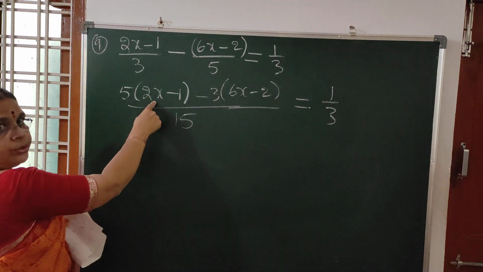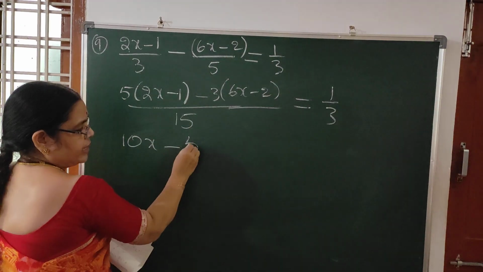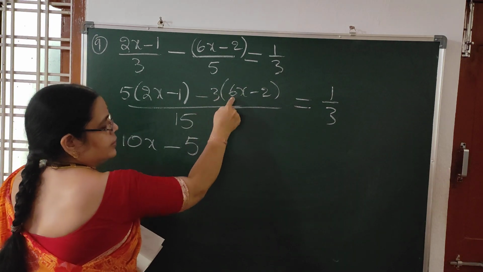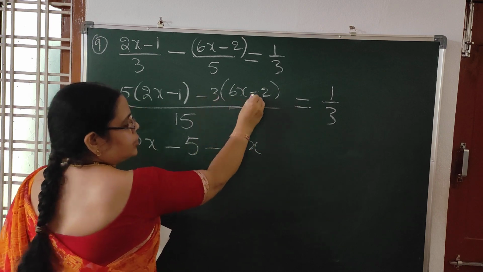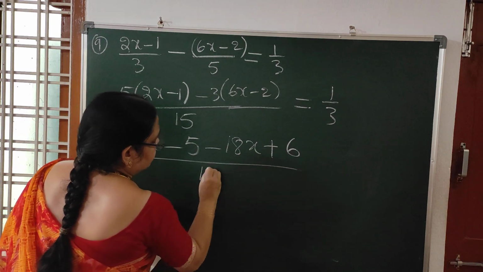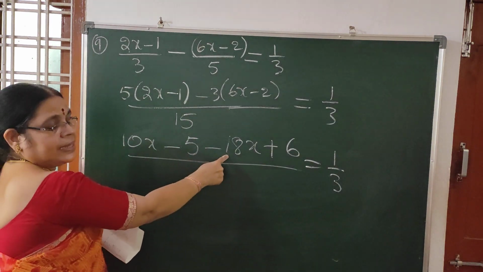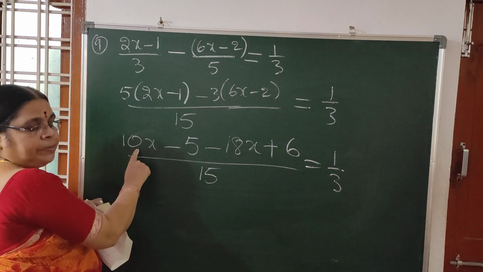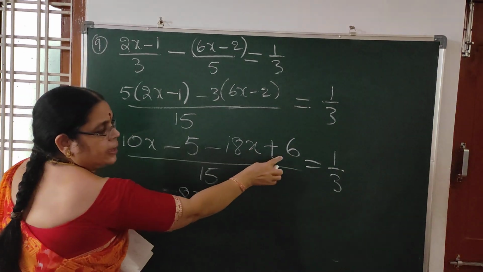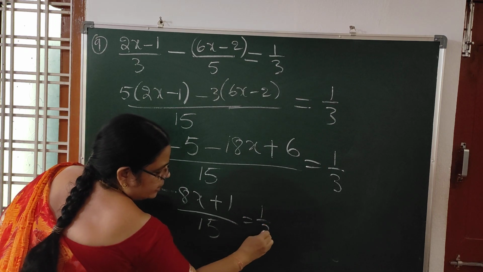Now multiply this. How to do? 5 into 2x, 5 2s are 10x, minus 5 1s are 5, minus 3 into 6x. So minus into plus becomes minus 3 6s are 18x. Minus into minus becomes plus 3 2s are 6, by 15 is equal to 1 by 3. Now simplify this. 10x minus 18x are like terms, so 10x minus 18x is minus 8x. Minus 5 plus 6 is plus 1, by 15 is equal to 1 by 3.